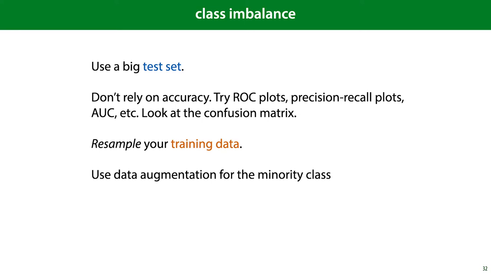Don't rely on accuracy. Try ROC plots, precision recall plots, or area under the curve, and look at the confusion matrix. Given that we're using these metrics to evaluate our models, let's look at some tricks you can use to improve the performance you get if your training data is unbalanced. The first trick we'll look at is resampling your training data, and the second is the use of data augmentation.